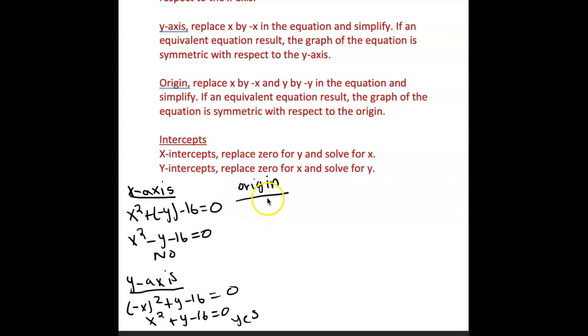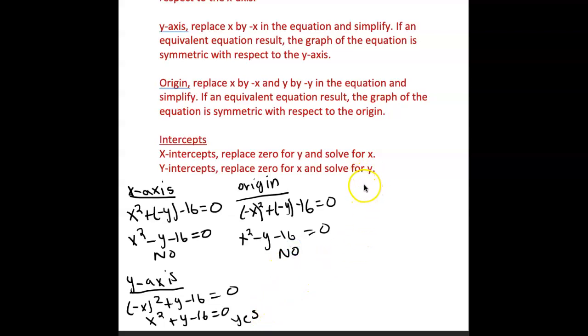Now we're going to look for origin. Here we're going to replace both. I don't know if you have noticed that sometimes you can already determine that if it's not for one of these two, then it's definitely not for origin. But it's always good to do the work. So this is x squared minus y minus 16 equals 0. Again, not equivalent, so that's a no.